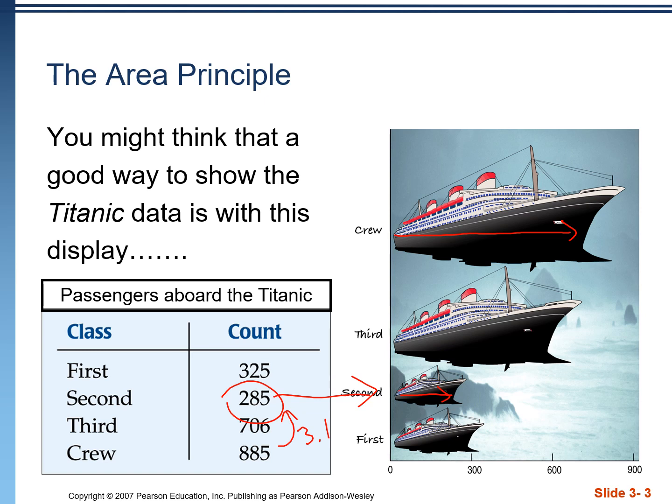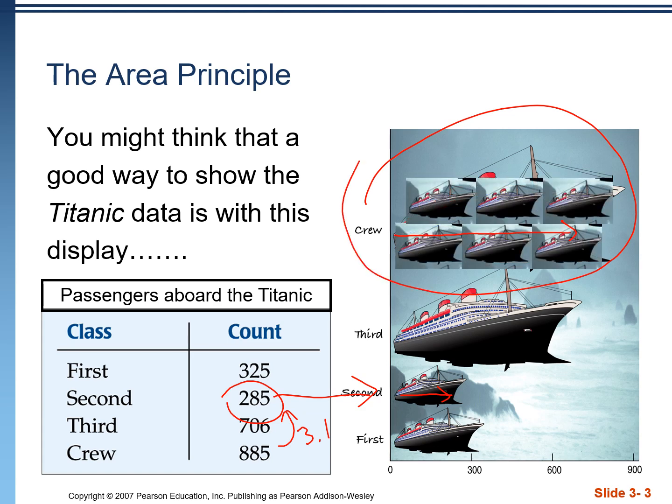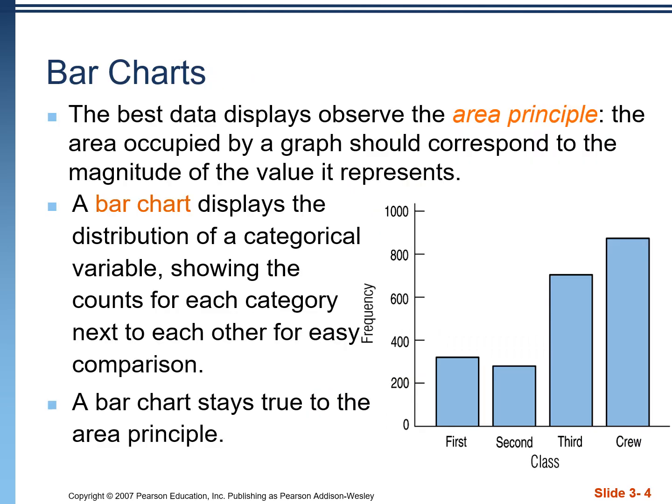And the problem is that the area of this larger ship is a lot more than 3 times the area of this smaller one. While it's a bit flashy to use photos of a boat in a graph to represent the passengers on the Titanic, we'll never do anything like that in this class. Instead, we stick to simpler options. And there's only 2 for categorical data. There's pie charts and there's bar charts.